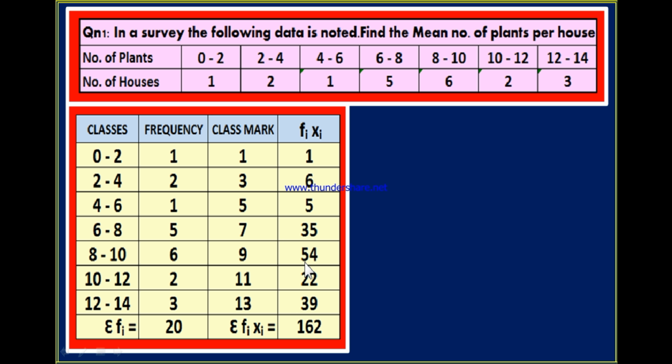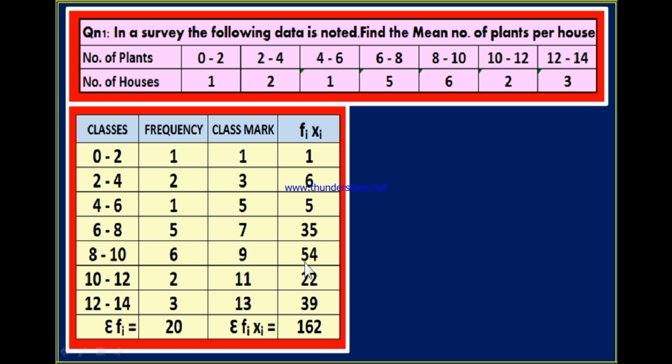And you also sum up Fi xi. Sigma Fi is 20 and sigma Fi xi is 162. After getting these two values, now let us go for the calculation part. Here, in order to find the calculation part, first of all write the formula to find arithmetic mean.